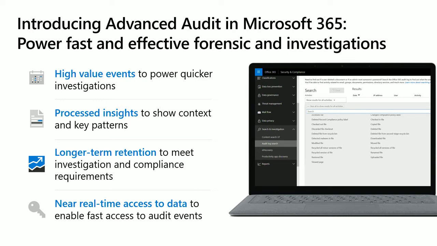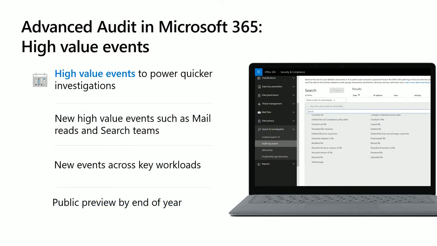So for each of these 4 things, I'm going to give you a little more detail so you understand what we're doing here. Let's talk about the high-value events first. The first 2 events that are lighting up in the advanced audit capability are mail reads and search terms. And I'll show that in the demo in a short while. We're providing not just the events, but also the context for those events.